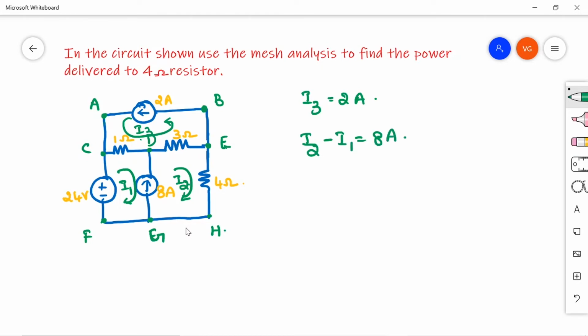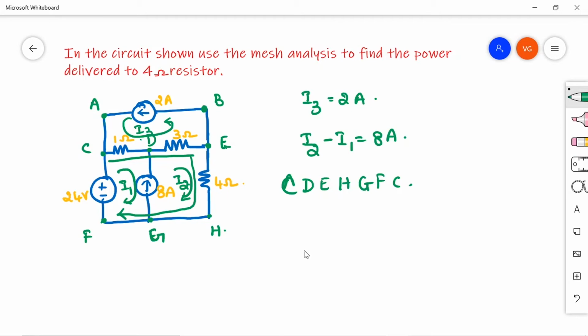Now you can apply KVL without touching the current source. Any loop you can take without touching the current source, so that you can choose this way. I think C, D, E, you go with the super mesh. H, G, F. Now you can get, see, C, D, E, H, G, F, C again, right? So that you can do. So 1 ohm, the current flowing here is, and moving in this direction, as the current is also moving in the same direction, you can take it in the negative.